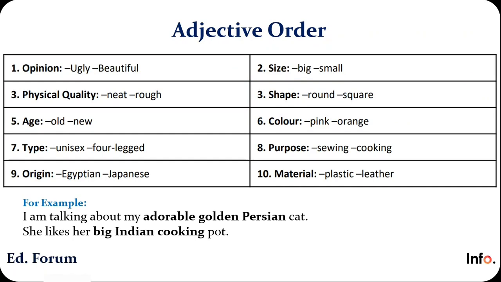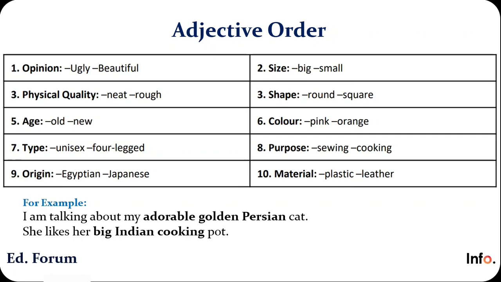Now, adjective order. This is a sneaky secret which I'm going to tell you. Do not tell anyone. This is called adjective order. By this order, you will have sound knowledge about adjectives. Opinion: it can be ugly or beautiful. So ugly and beautiful are adjectives. Your opinion has so many words: nice, good, poor. Then size: big, small. That's also called adjectives.